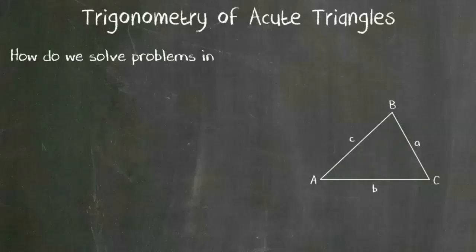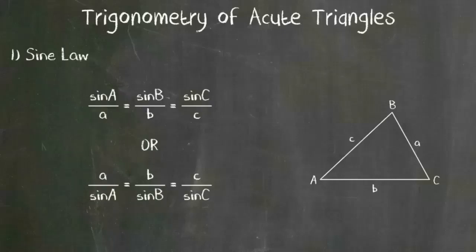How do we solve for problems when we are working with acute triangles? So there's two laws that we need to know. The first is the sine law. The sine law shown here has two different representations. Each is a ratio of the sine of the angle divided by the side, or the ratio of the side divided by the sine of the angle. Depending on what you're looking to solve for, a side or an angle, you want to use the representation where the unknown is in the numerator.